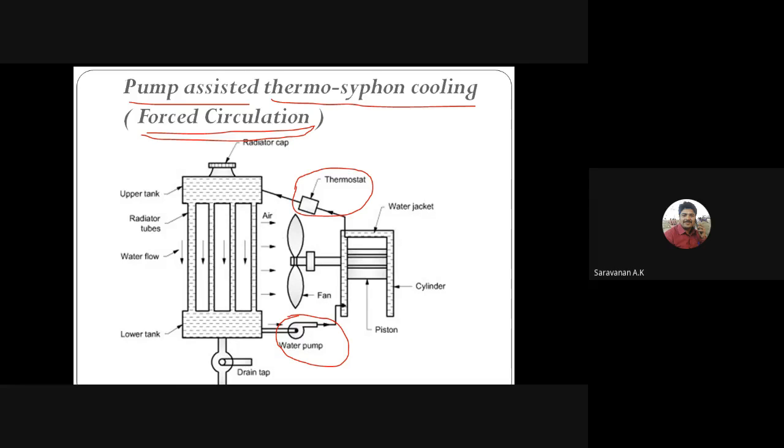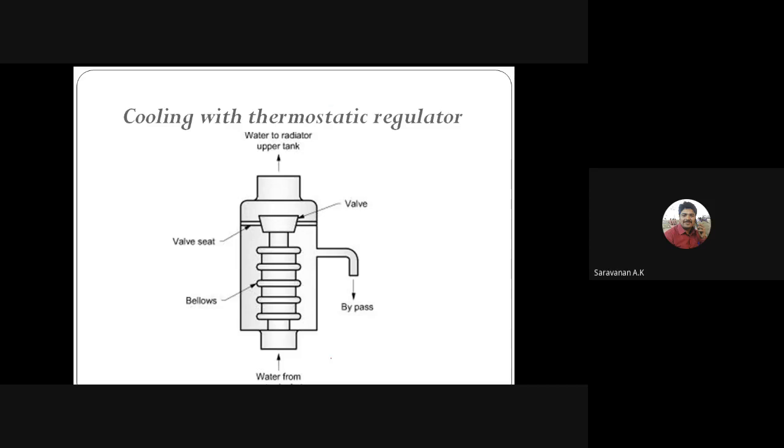With this type of cooling system, we have two terms. One is the pump, and the second one is the thermostat. So this is cooling with the thermostat regulator. Here you can see the third one.